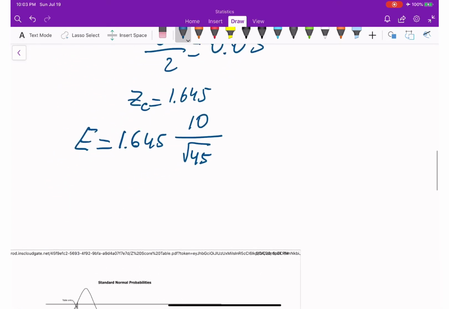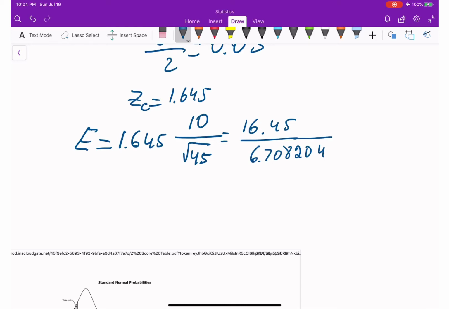All right, so this is equal to 16.45, we multiply by 10, and let me see, the square root of 45 is going to be 6.70820, rounding 4. Once I divide, I'm going to get 16.45 divided by 6.70820, and I'm getting 2.452.